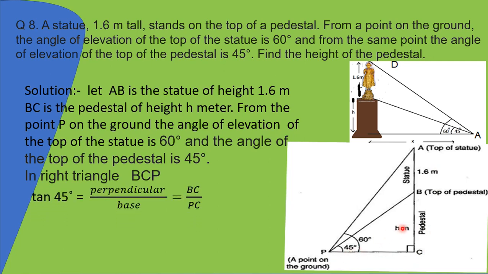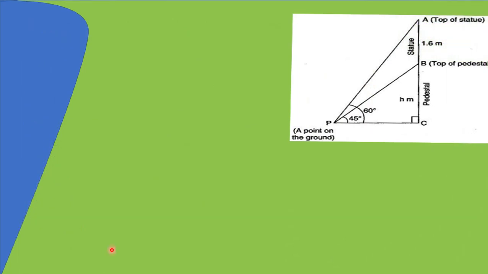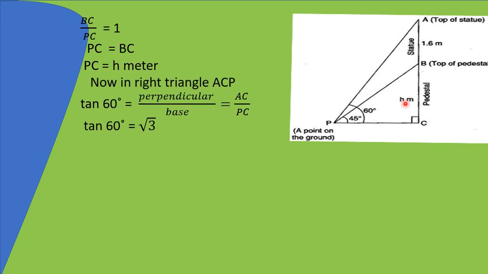Now for the first triangle BCP, tan 45 degree is perpendicular upon base and it is equal to BC upon PC. So put the value, tan 45 is 1. So we get BC upon PC equal to 1, and by cross multiplication we get BC is equal to PC. Now we assumed that the height of the pedestal, that is BC, is h meter. So in place of PC we can write h meter. Now again take the next right angle triangle ACP.